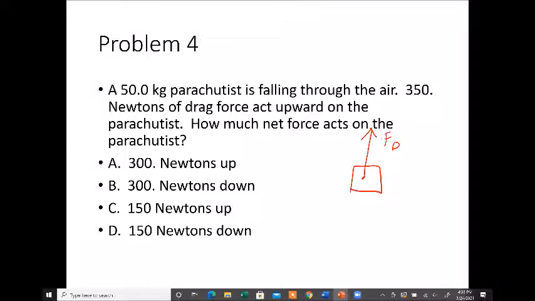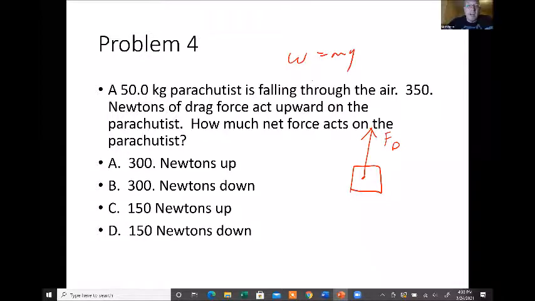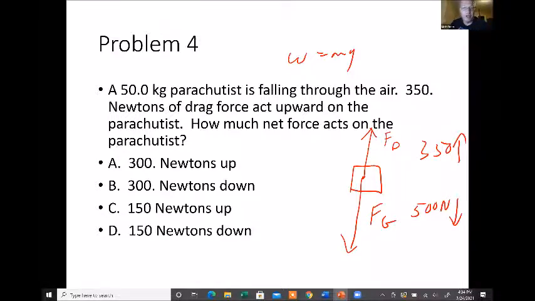Gravity. What's the other force that needs to be in our free body diagram? Gravity. Yeah, the weight. And the weight would be the mass, 50, times the acceleration due to gravity. Weight equals mg. So our weight would be 500 newtons, 50 times 10 meters per second squared. So we draw that a little bit longer than the drag force. So we have 500 newtons acting this way, and we have 350 newtons acting that way. So therefore, our net force is 150 newtons down. So D was the right answer.